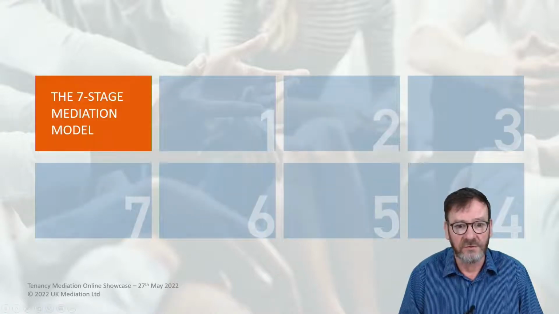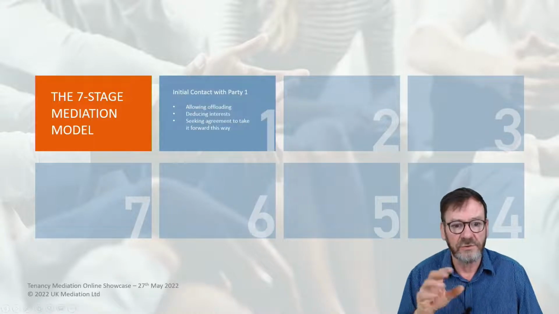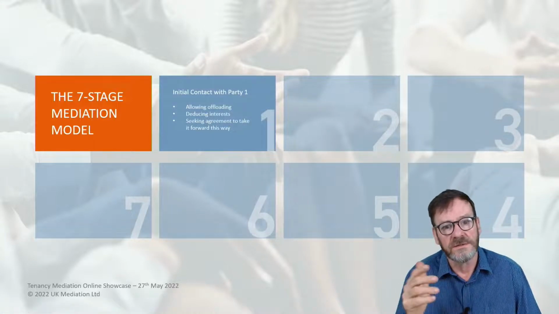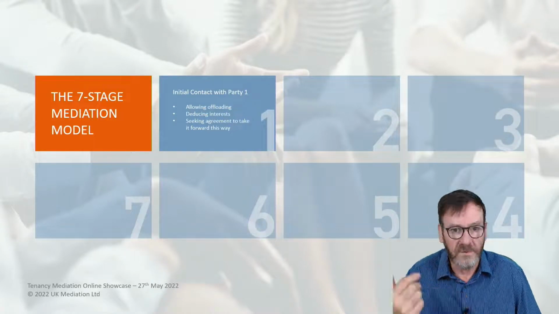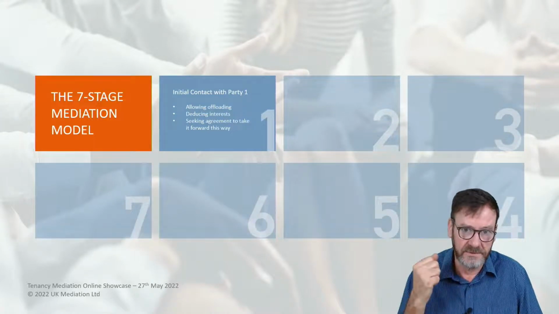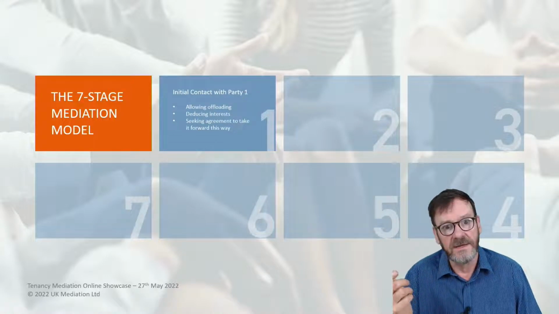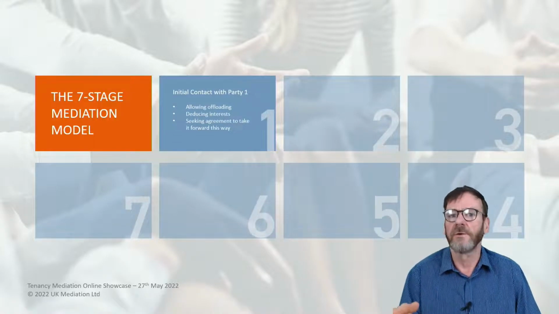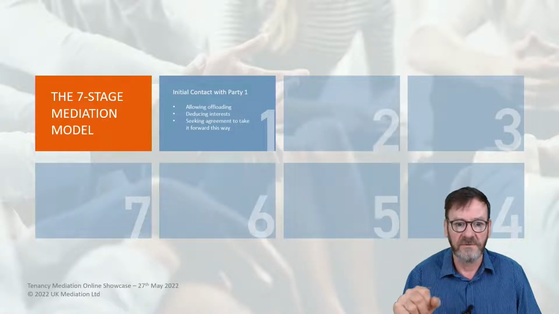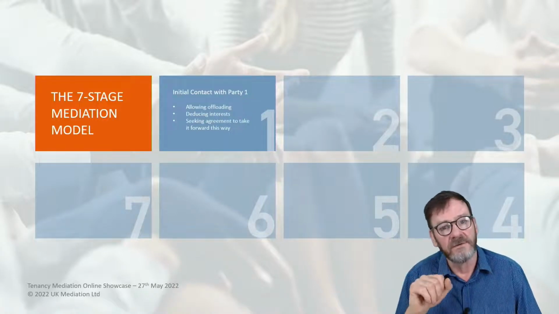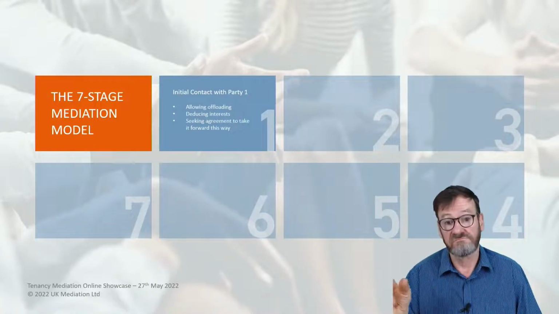So first of all, the 7-stage mediation model. Let's have a look. What we do is have an initial contact with one of the parties. It doesn't matter who goes first. The purpose of the initial contact is to allow them to offload, to tell the story from their point of view. For us, as mediators, to think about their interests, what are their underlying needs and imperatives and drivers, and get their agreement to take it forwards this way. That's really what we do.